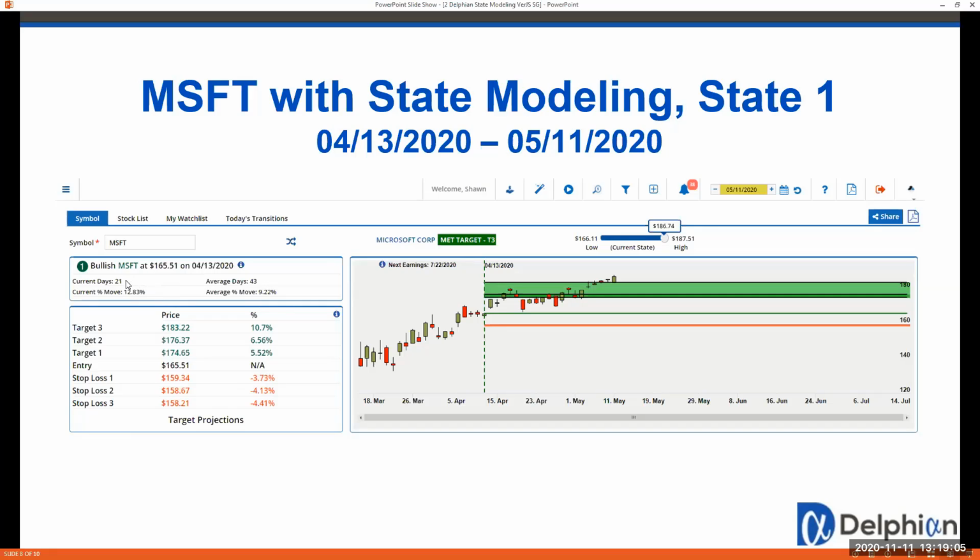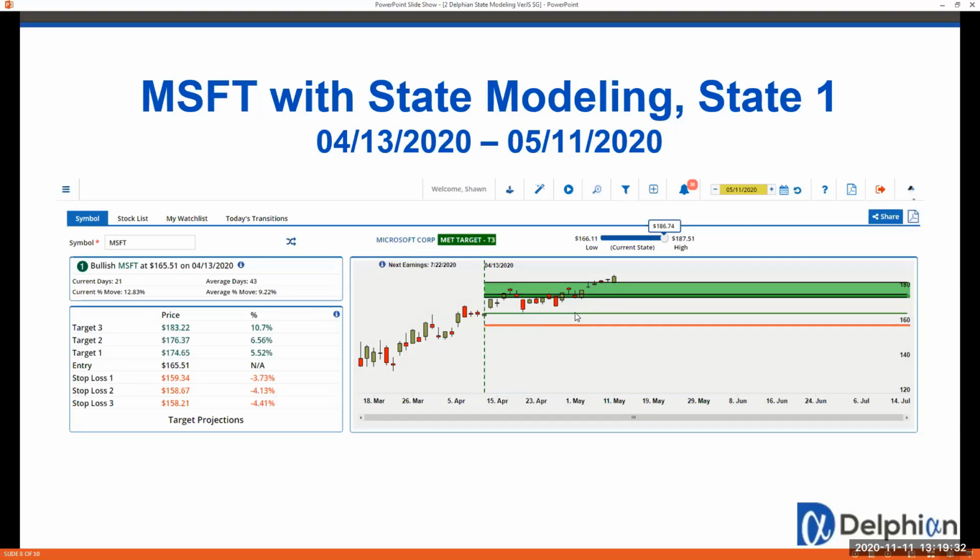And we can see with this one, as of 5/11, which is the date over here that I pulled this information from, it's already moved 21 days past April 13th, and we're already positive by 12.83%. And then you can see here, this is the chart. The green dotted line is basically going to be the entry date, which again relates to 4/13. And then you can see each day on the chart after that day as it progresses.